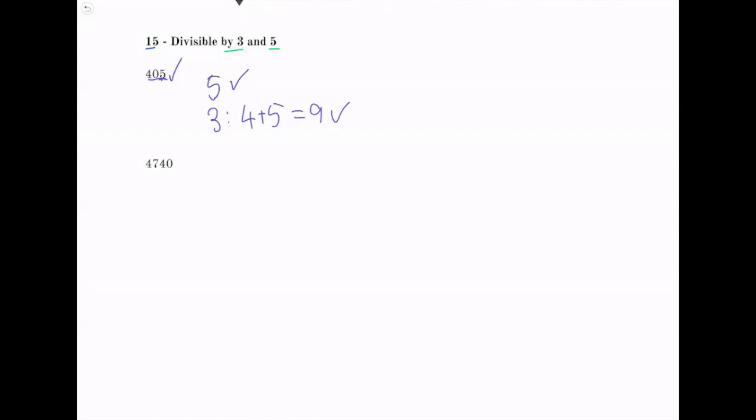Now for 4740, it's of course going to be divisible by 5 since the last digit is 0. And then let's look at the sum of digits. 5 is a yes, 3 is 4 plus 7 plus 4, which is 15. And that's also divisible by 3. So that means in total, this is also going to be divisible by 15.